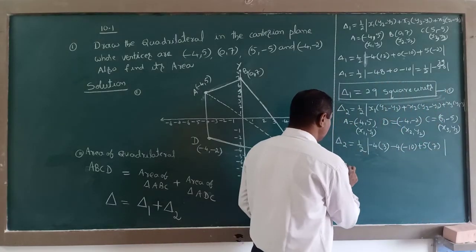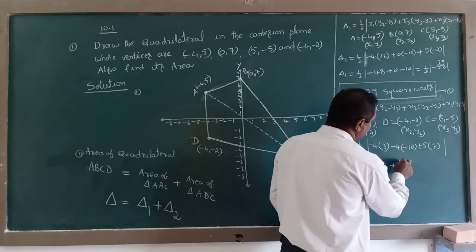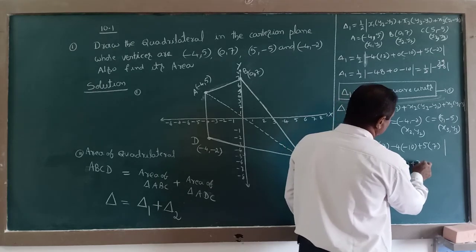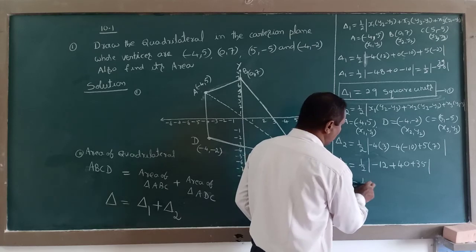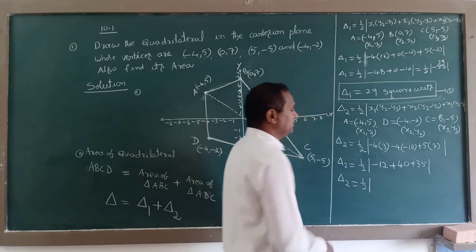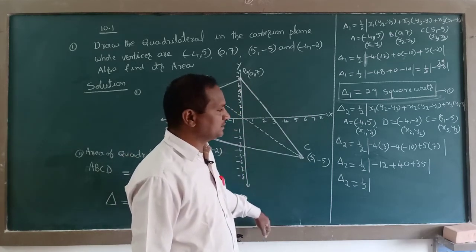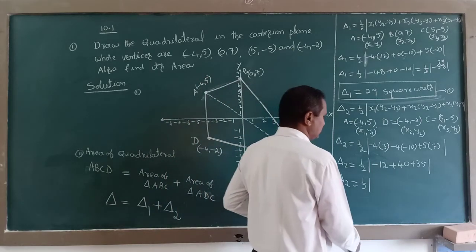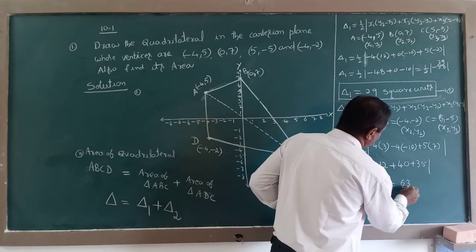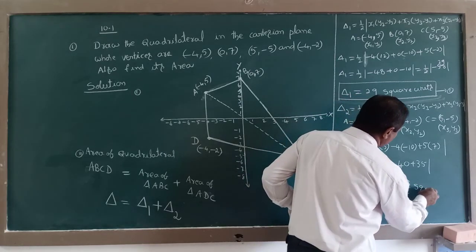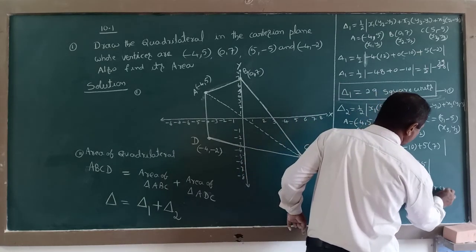This delta 2 is equal to half into modulus of minus 12 plus 40 plus 5 sevens are 35. Delta 2 is equal to half into modulus of 75, and 75 minus 12 is 63, so 63 by 2 square units.